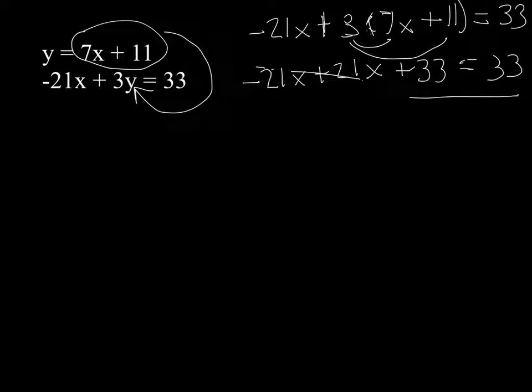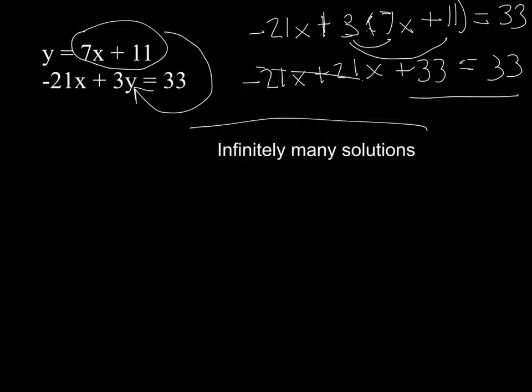When that happens, when the variables drop out and both sides are equal, you have what is known as infinitely many solutions. And that would be your answer here, so you would box or circle it as your final answer. This answer is not going to be coordinated, it's going to be infinitely many solutions.